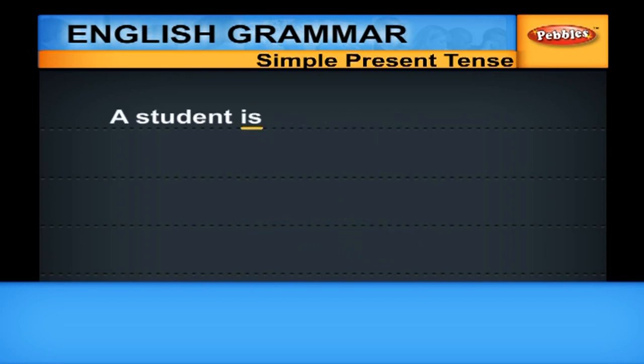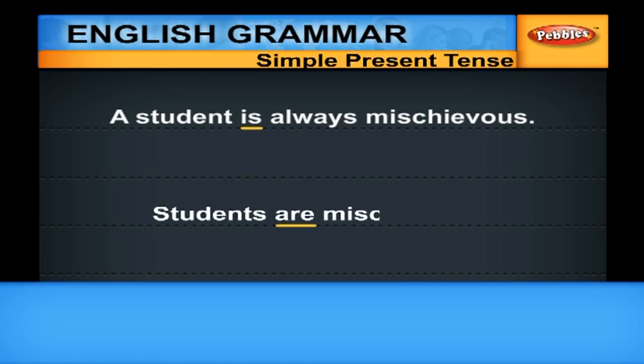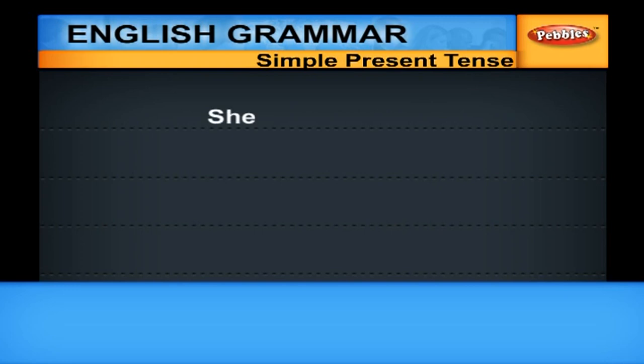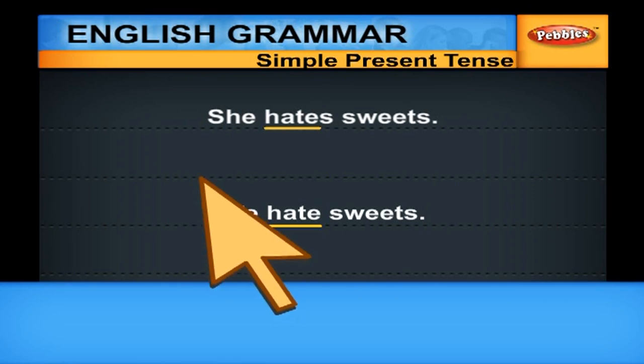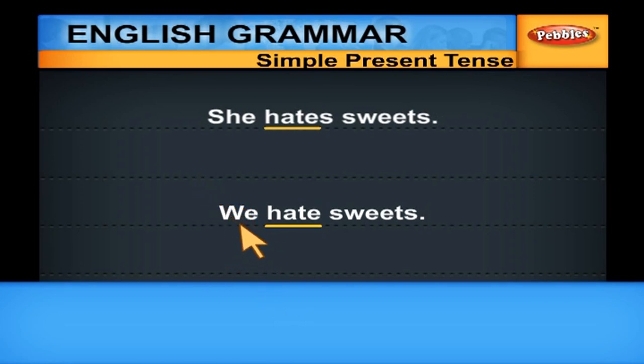A student is always mischievous. Students are mischievous. She hates sweets. We hate sweets. Remember, plural noun should take base form or V0 form. Singular noun should take VS form. This is a very vital area and you should not make a mistake here.